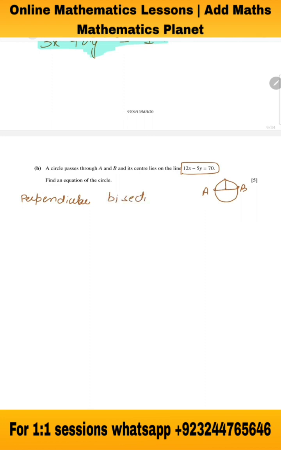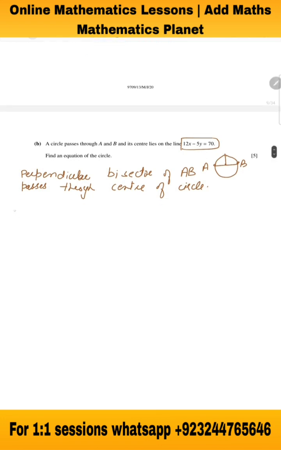Perpendicular bisector of AB passes through the center of the circle. Okay, the center of the circle is the point of intersection. So it means the center of the circle is the point of intersection.